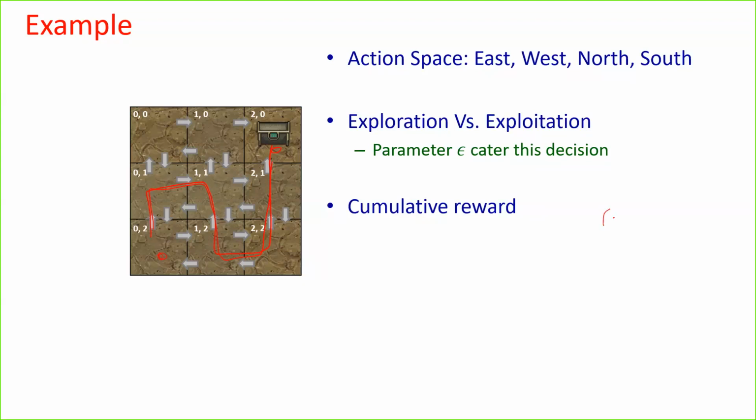Suppose epsilon is 0.1, then we say that with a 10% probability I choose exploration and with 90% probability I choose exploitation. If epsilon is 0.2, then with 20% probability I choose exploration and 80% probability I would choose exploitation. So to cater to this decision, we have one parameter, and that is epsilon.